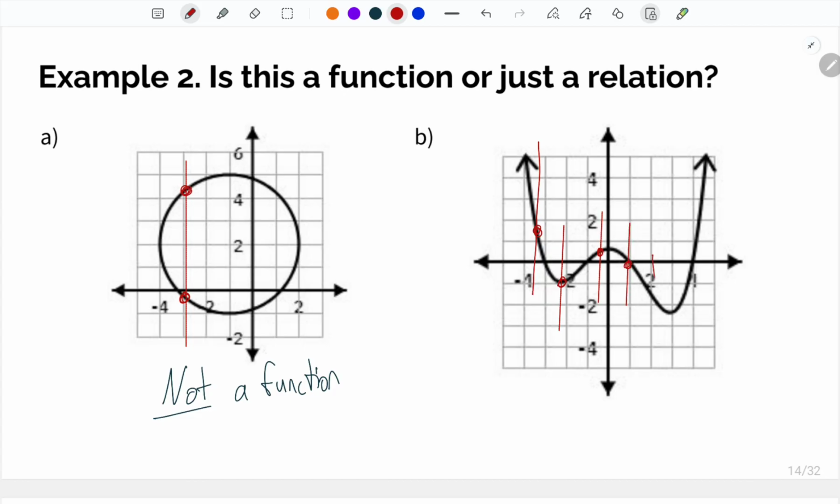And if that ruler only ever crosses a single time, each single time you are looking at it, or as I draw each of these vertical lines, well then we've got a function. So in this case, you can see all those vertical lines only cross once. So therefore, it's a function.